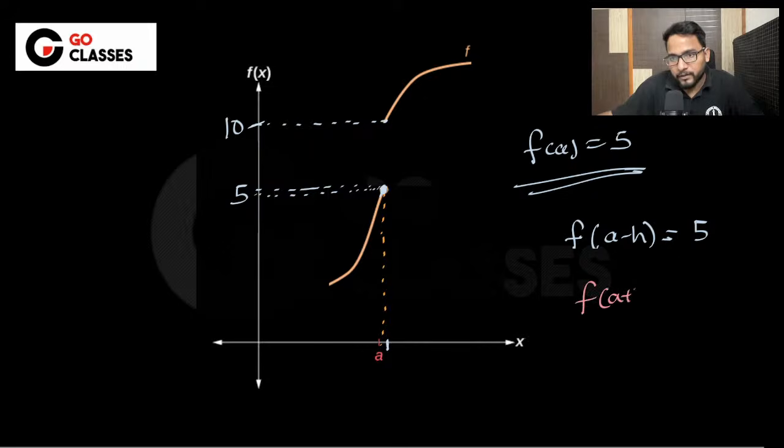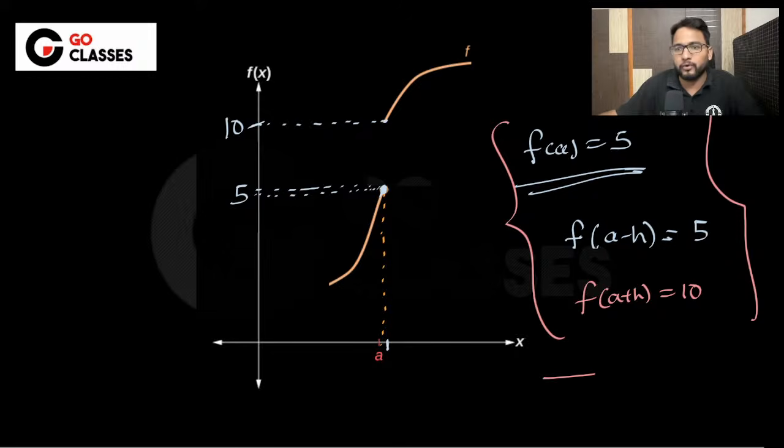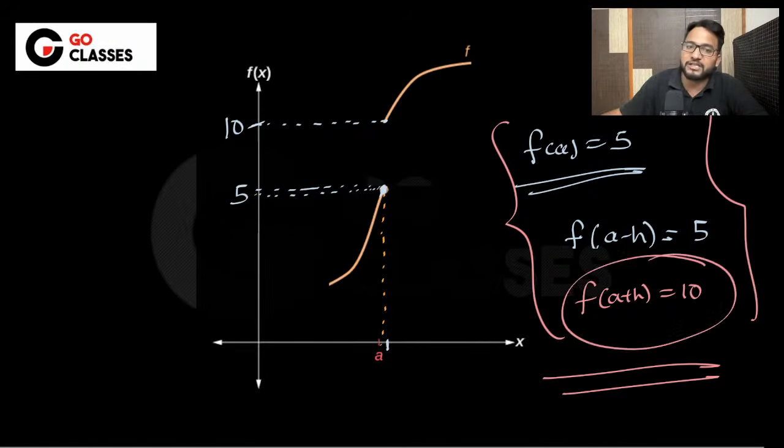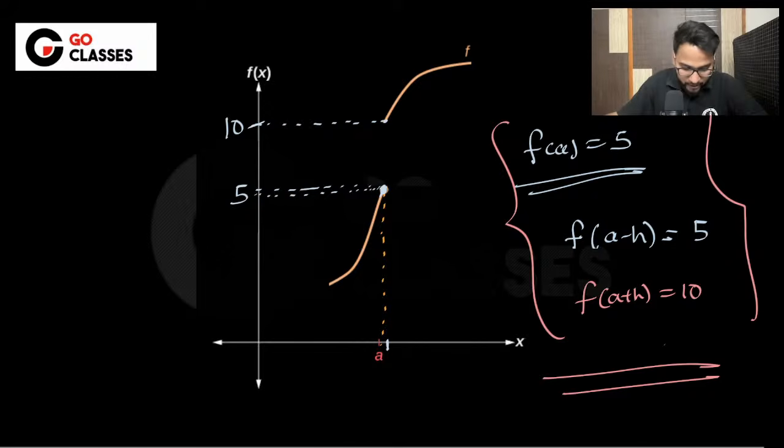Now let's see how we are going to understand this limit. At this particular point the value is 5. Immediately left the value is 5, and immediately right the value is 10. So if immediately left the value is something and immediately right the value is not matching, then we say the limit does not exist. So here we will say limit does not exist.